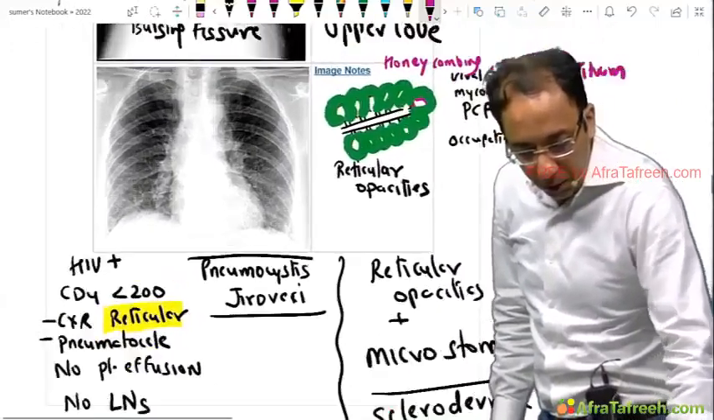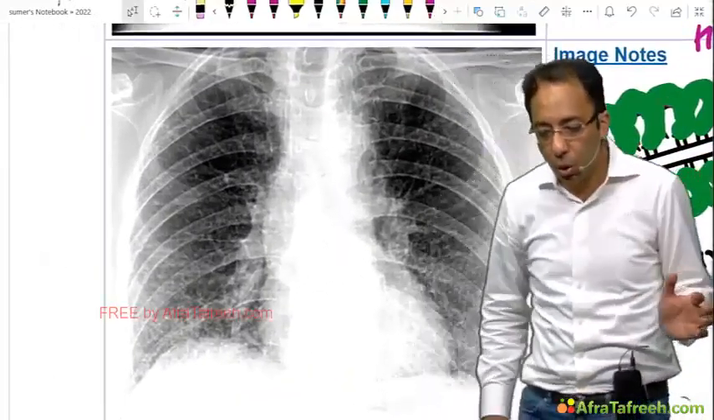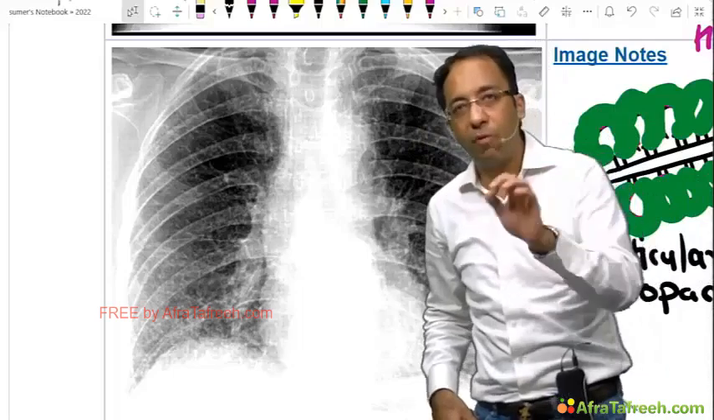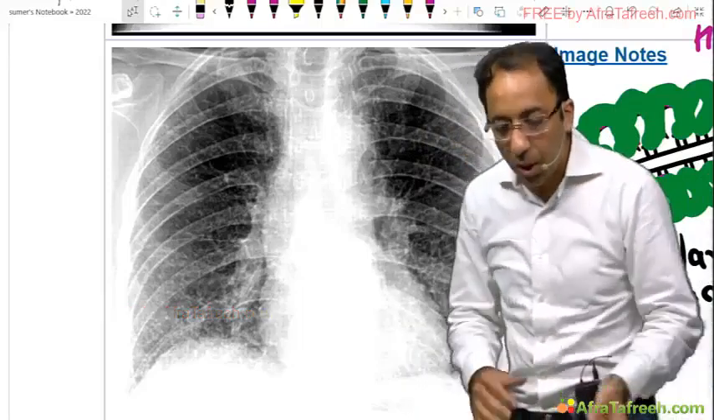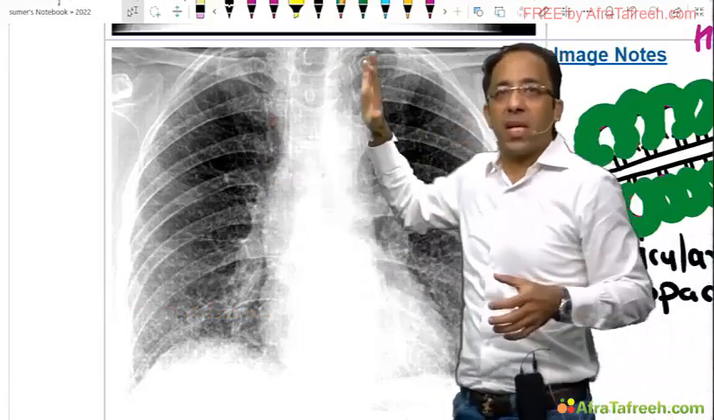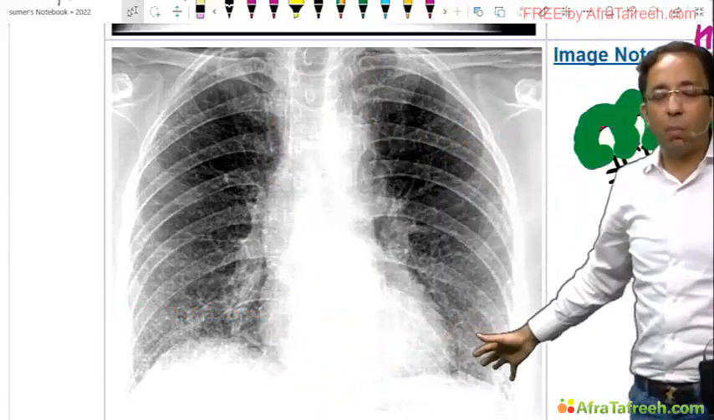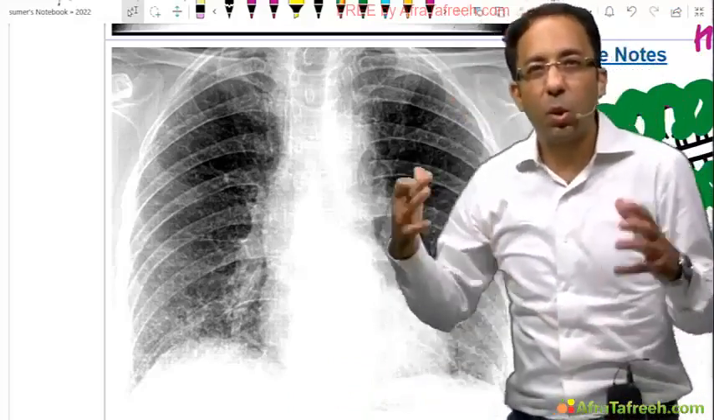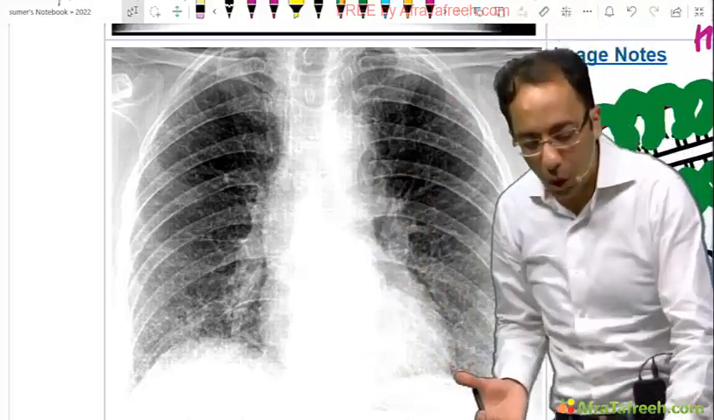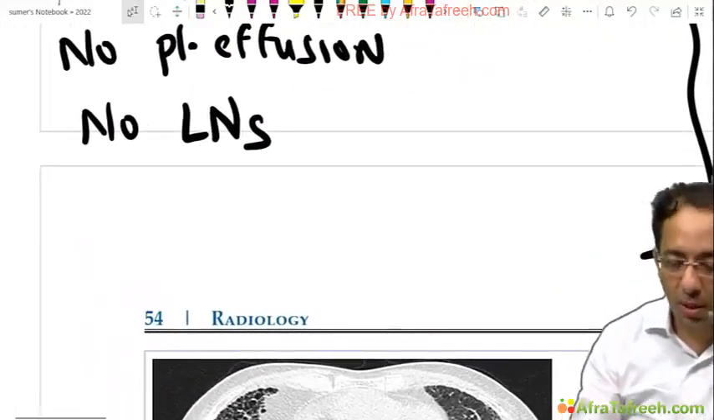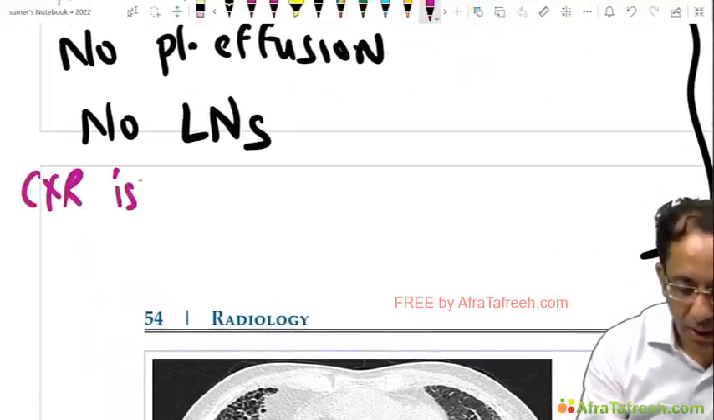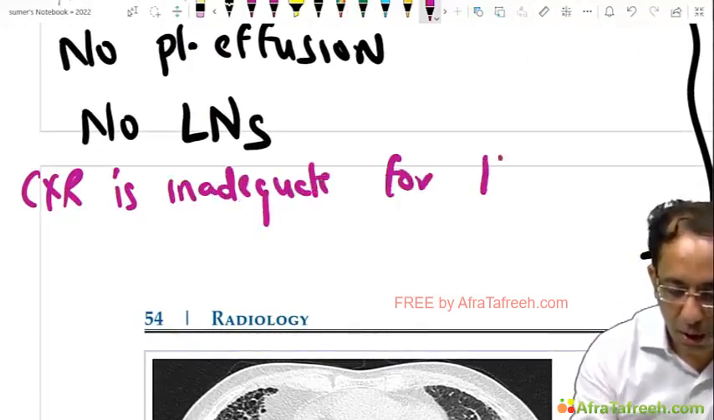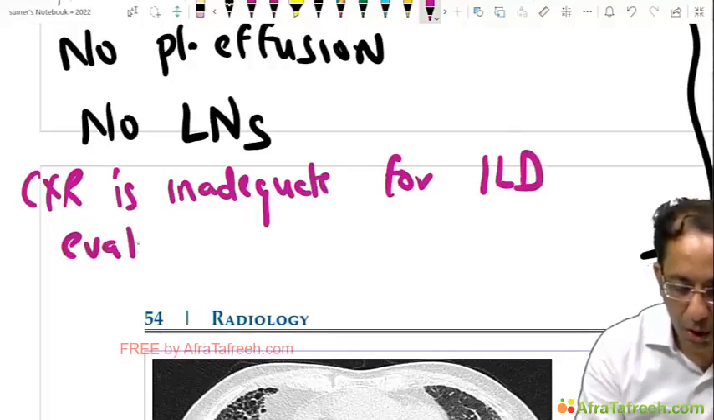Now, my question to you is, okay, Vaibhav Shukla, that LN that I had written was lymph nodes, no lymph nodes. In pneumocystis, you don't have lymph nodes. Now, what I'm trying to say here is, this X-ray showing you some reticular opacities could be interstitial lung disease, but I'm not sure. I'm not sure whether I have honeycombing or not. What I'm trying to tell you today is, chest X-ray is inadequate for ILD evaluation or characterization.